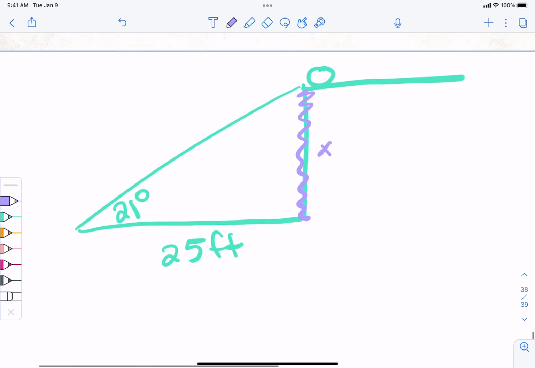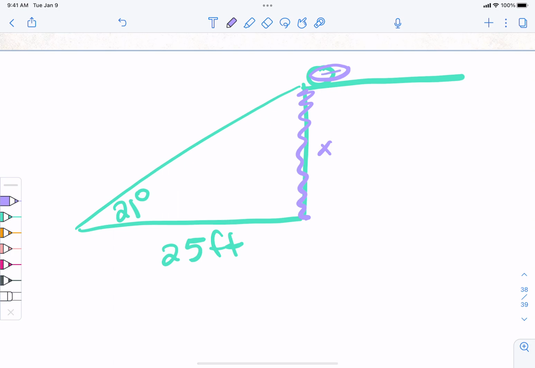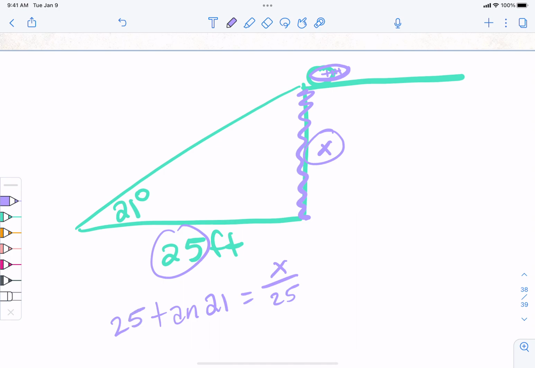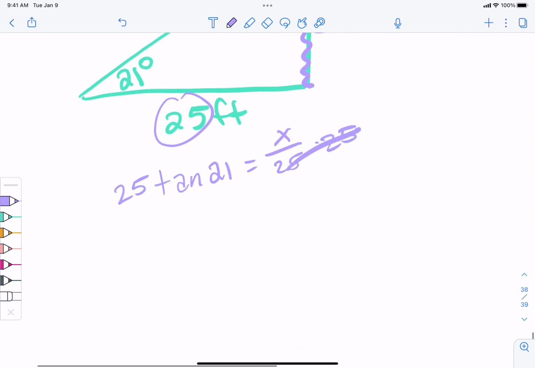That's not the adjacent, that's the opposite. So you're taking tangent of 21, opposite over adjacent. Tangent 21 equals x over 25. Times 25. So I gotta print out tangent 21 times 25. Make sure that you are in degrees, because 21 is a degree, right?